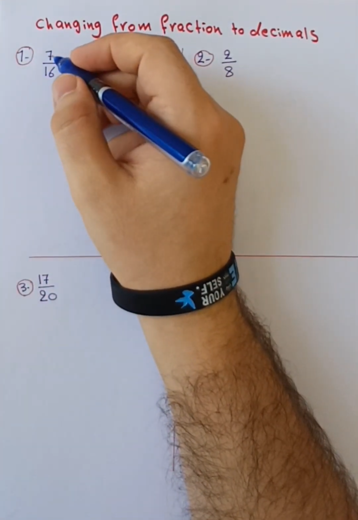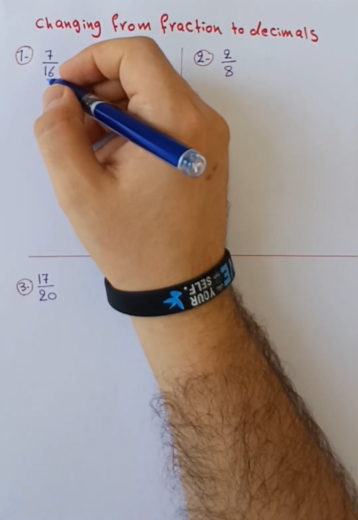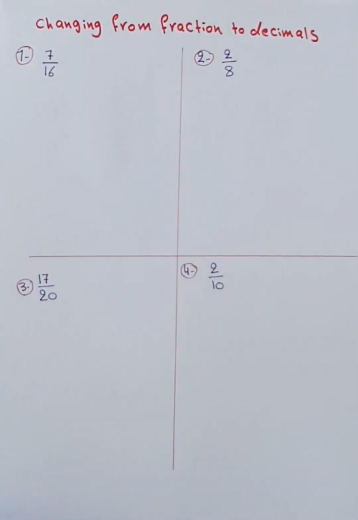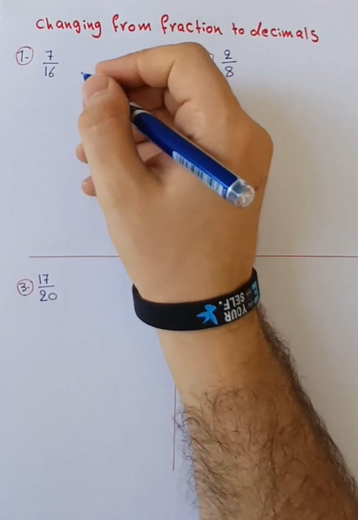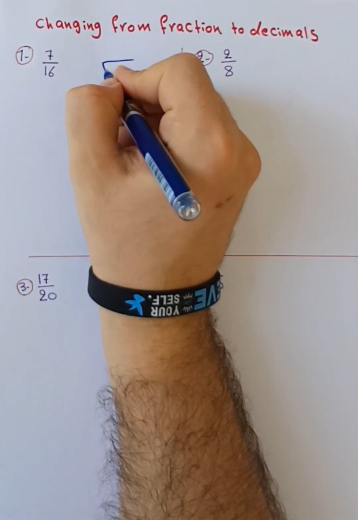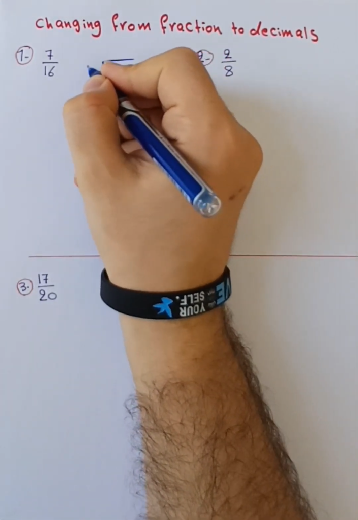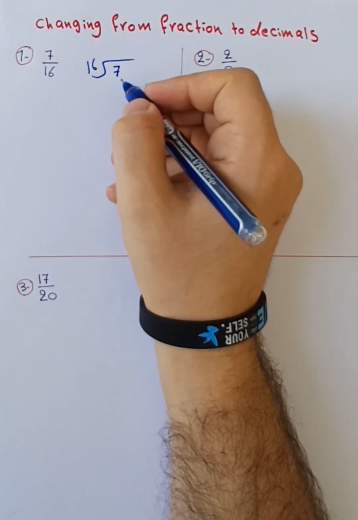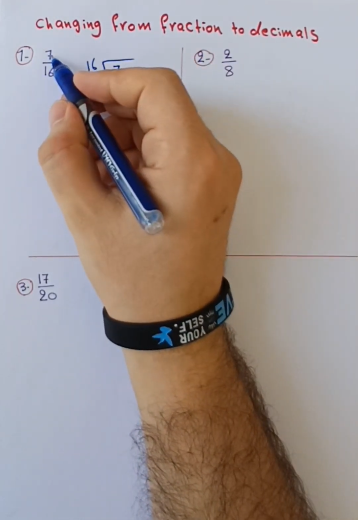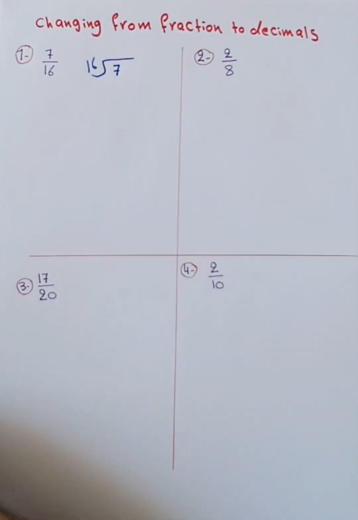So example number 1, you have 7 out of 16. This 16 we can't change to 10 or 100 or 1000 by multiply. So the only way for changing this fraction to decimal is division. By long division you have to change this fraction to decimal. 7 divided by 16. We have to always write the numerator inside and then the denominator outside for the long division.